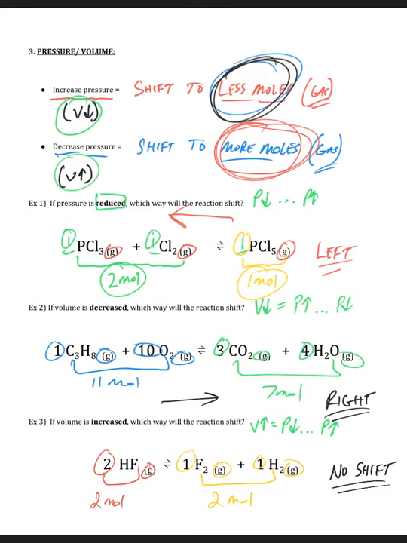The other type of trick question you could get is if your subscripts are liquids or solids. Remember, it has to be moles of gas. And if it's not moles of gas, then altering pressure or volume would not shift the equilibrium in any way.